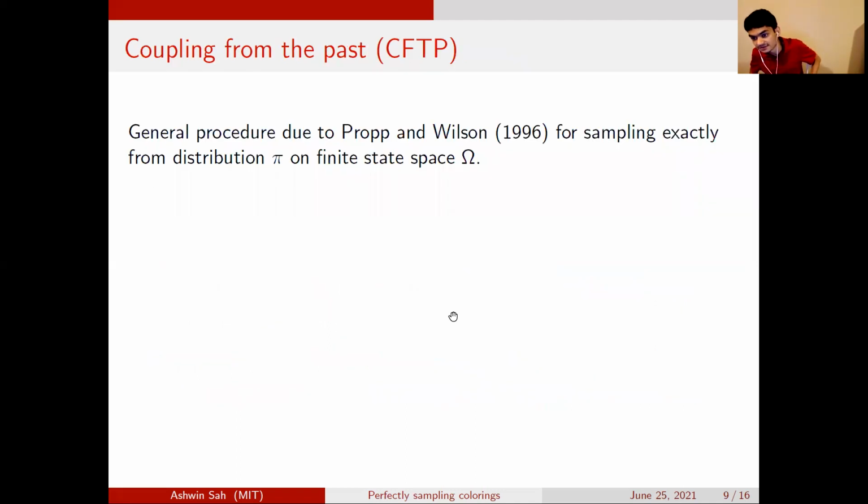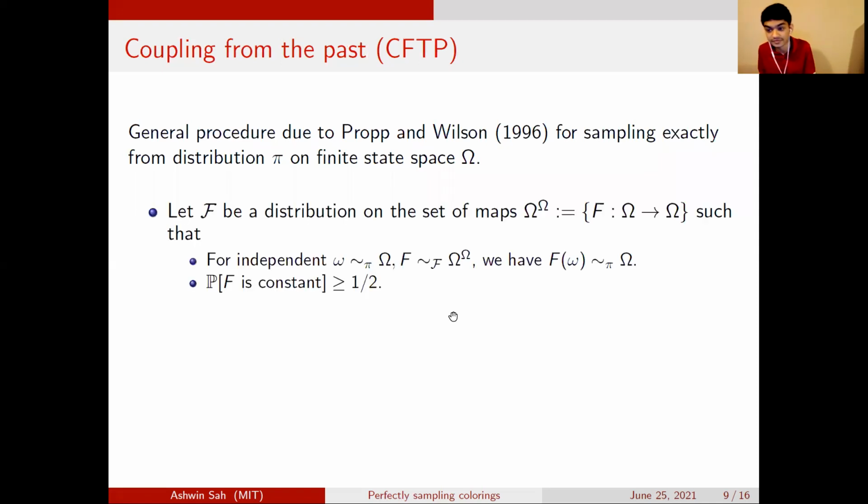So in order to do this, the stopping time idea, one uses the general procedure due to Propp and Wilson called coupling from the past. Given any pi on any finite state space sigma, one can do this in an abstract framework. Let me describe it. What we do is we construct a very special distribution on the set of maps from sigma to itself, which satisfies the property that, A, it preserves pi. So if I sample something from pi and I apply my random map to it, these being independent, I get an output which is still distributed like pi. And let's say that the probability that f is constant, this random function is constant, is at least 1/2.